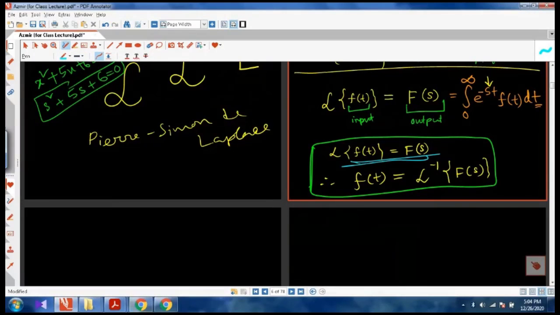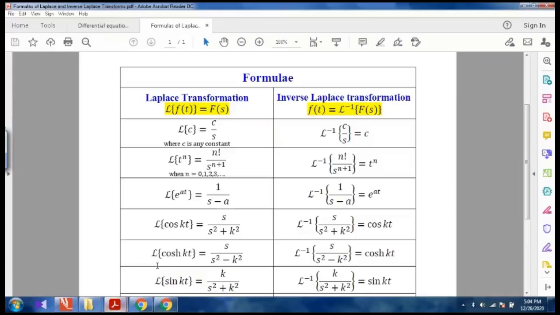So same thing is given here. Laplace transformation of f of t is capital F with s variable. So suppose we have Laplace transformation with constant. That means the function is a constant. So what will be the result? The result will be c by s.